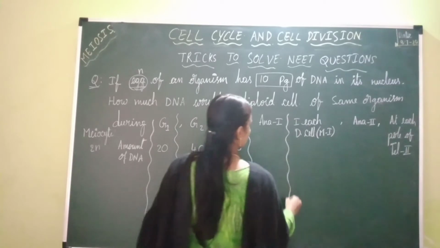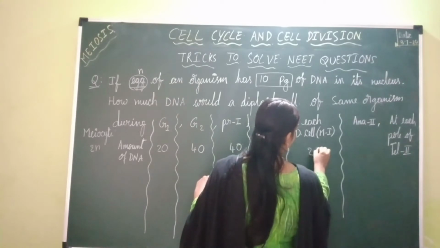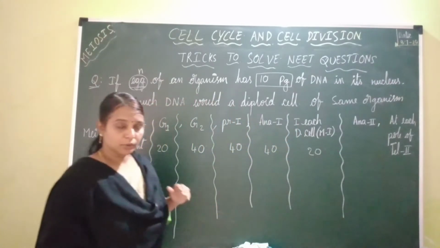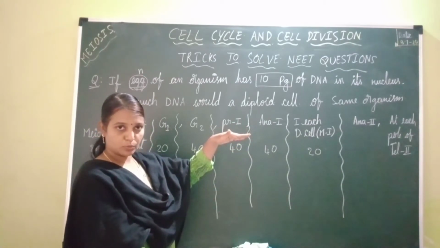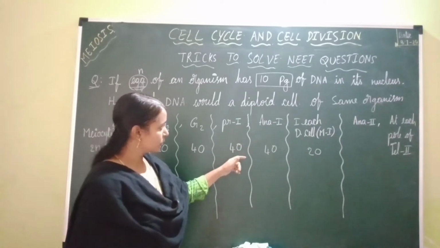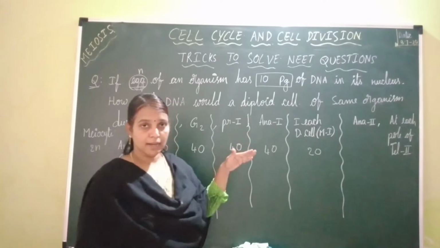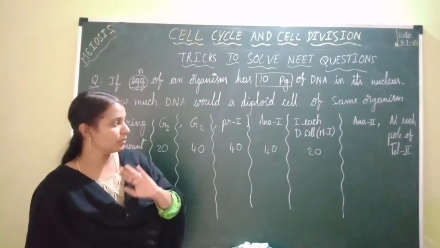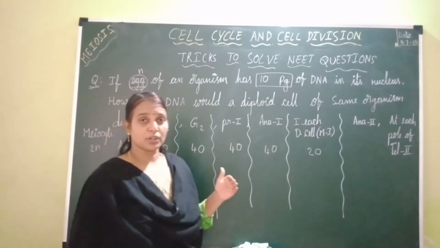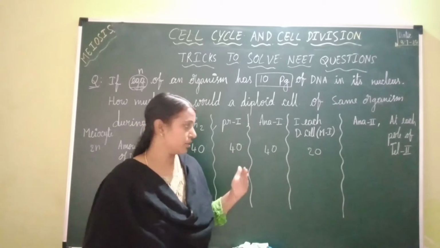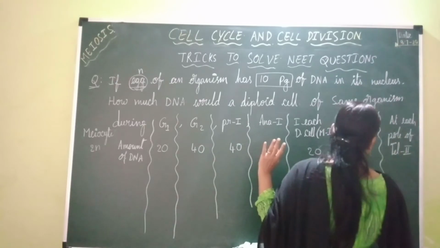Next, anaphase 1: the entire cell has the same amount of DNA. In each daughter cell of meiosis 1, it is 20 pg. Because during anaphase 1, what happens? Half of the chromosomes move towards one pole and half of the chromosomes move towards another pole, each in the form of 20 pg DNA. So each pole becomes one daughter cell. So each daughter cell formed after meiosis 1 has 20 pg of DNA.